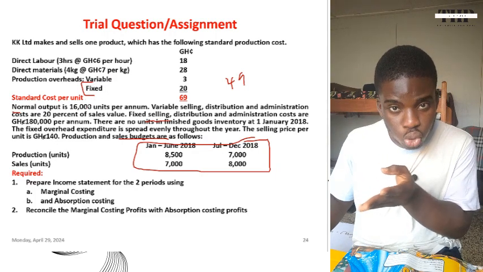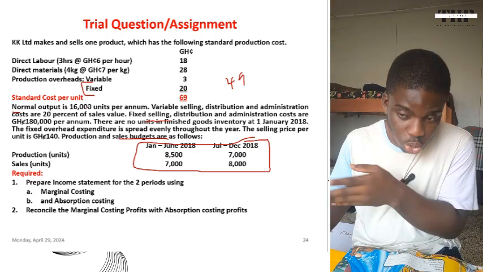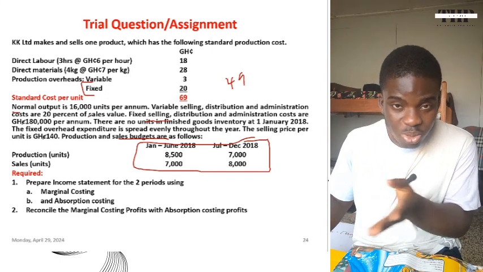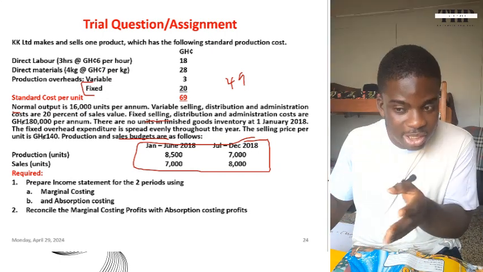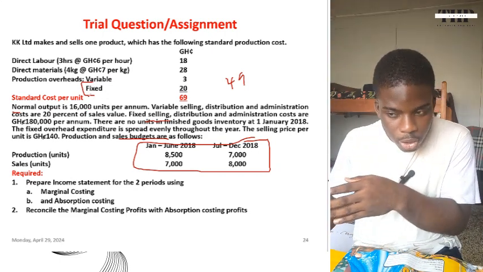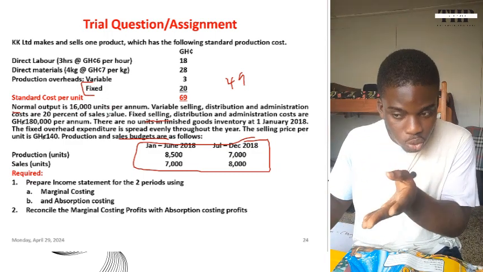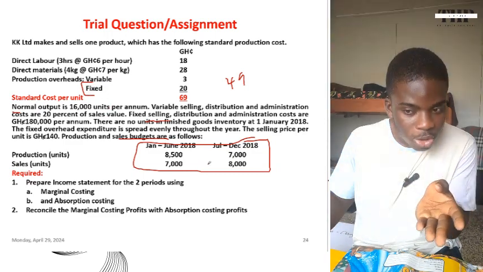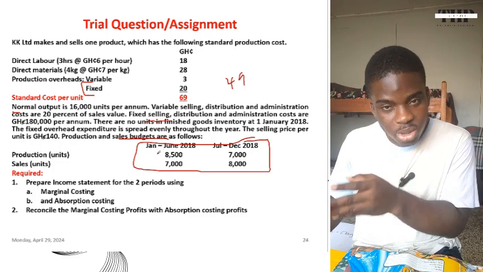You divide that by two. Well, there are two periods, so per period it will be 8,000. The 16,000 is per year, per annum, so to get the two periods, you just divide it by two. So actual for this one will be 8,000, and for this one will be 8,000.